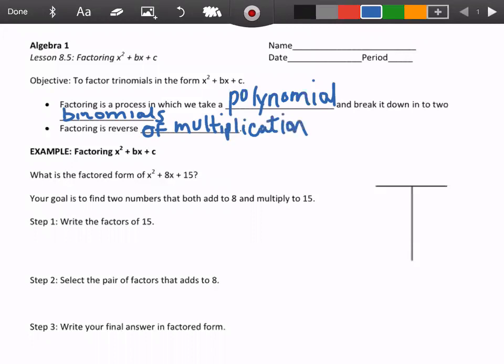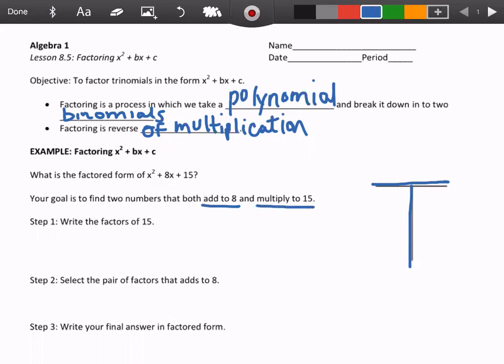To help us factor, as in the factoring example below, we have x squared plus 8x plus 15. To help us factor, we have this factor tree, or this factor t. That is what's over here. Our goal is to find two numbers that both add to 8 and multiply to 15.